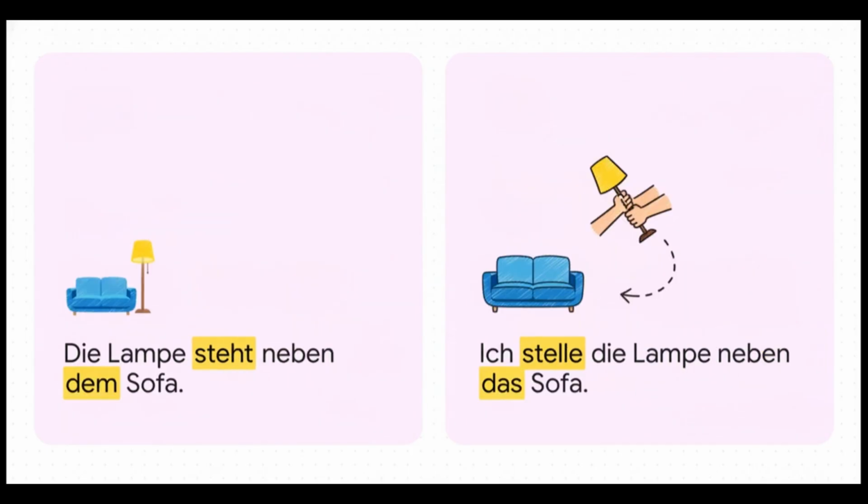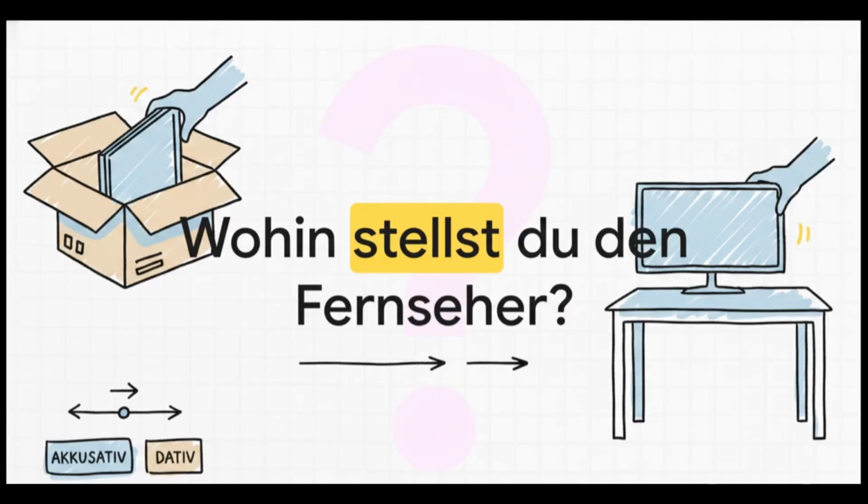Here is another concrete example, this time using our upright verbs "stehen" and "stellen." On the left, the static version. "Die Lampe steht neben dem Sofa." The lamp stands next to the sofa, dative. On the right, the active version. "Ich stelle die Lampe neben das Sofa." I place the lamp next to the sofa. See how we seamlessly switch to the accusative, "das Sofa," the moment we take action to move the lamp to its new home?